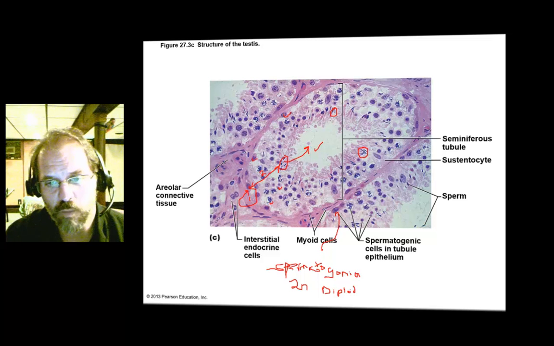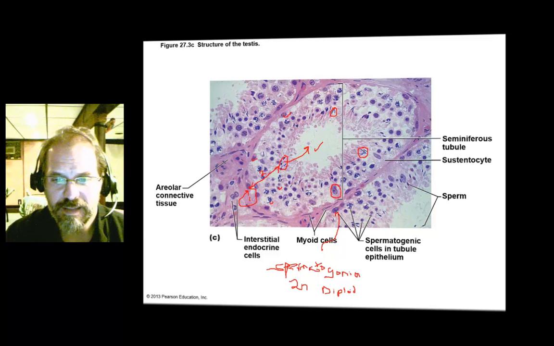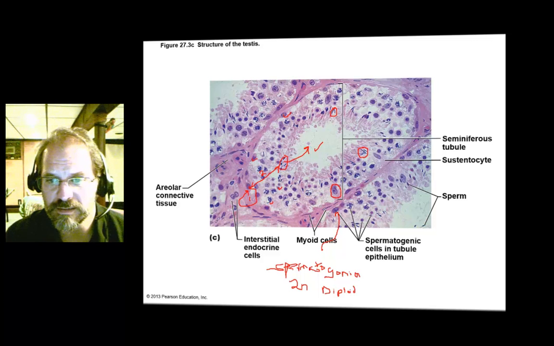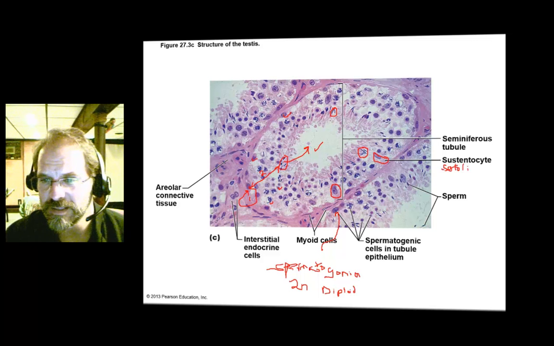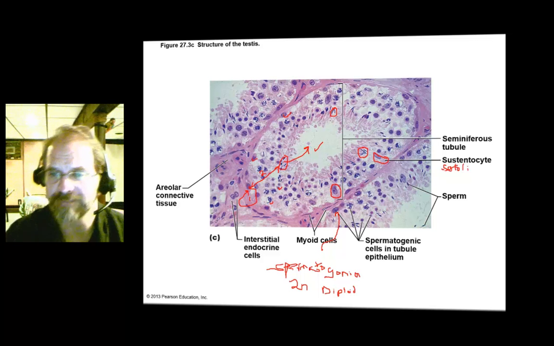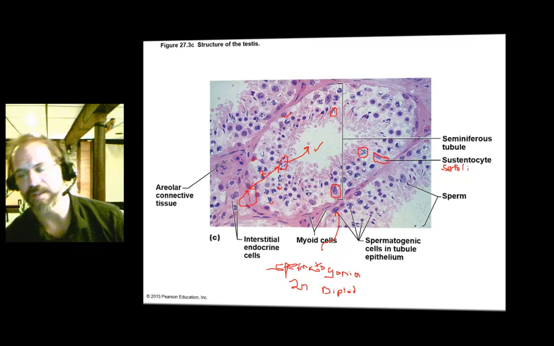Let's talk about one other type of cell we find in here. This big honking guy right here is called a Sertoli cell. There's another one right there. Sertoli cell. And unfortunately this cell has three different names: Sertoli cell, which I think is my favorite name, also called a sustenocyte or a nurse cell. So sustenocyte, Sertoli cell, or nurse cell.